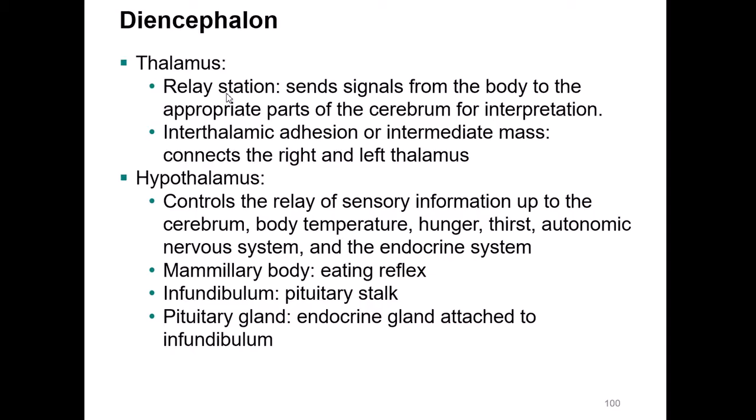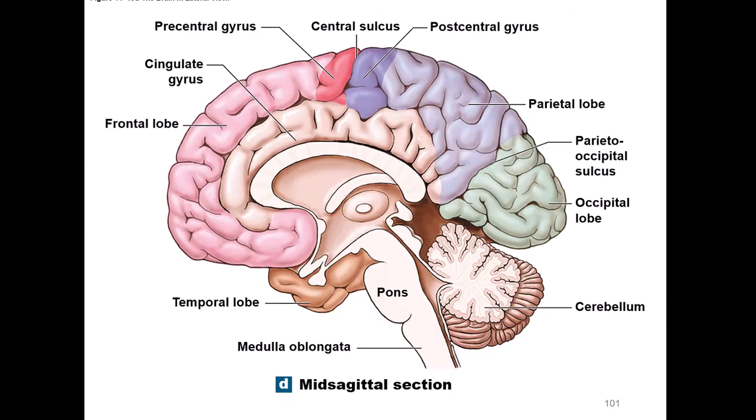Okay, so it's a relay station. It sends signals coming up from the body to the appropriate parts of the cerebrum for interpretation. This little structure right here on the thalamus is known as the interthalamic adhesion. We actually have two parts to the thalamus, a right thalamus and a left thalamus. The two thalami are separated by the third ventricle. It's a slit-like narrow ventricle that runs right here. So this little interthalamic adhesion connects the right thalamus with the left thalamus by going through the third ventricle.